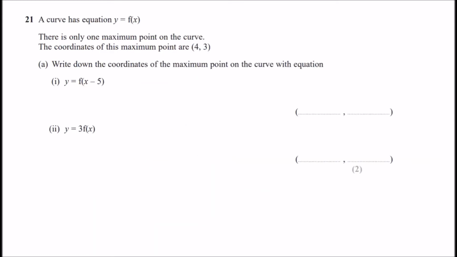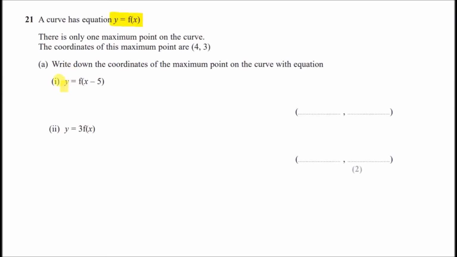Alright, number 21. So a curve has equation y equals f(x). There is only one maximum point on the curve. The coordinates of this maximum point are (4, 3). So x is 4, y is 3. Write down the coordinates of the maximum point of the curve using the following two transformations. So we just need to be comfortable with transformations here, yeah?